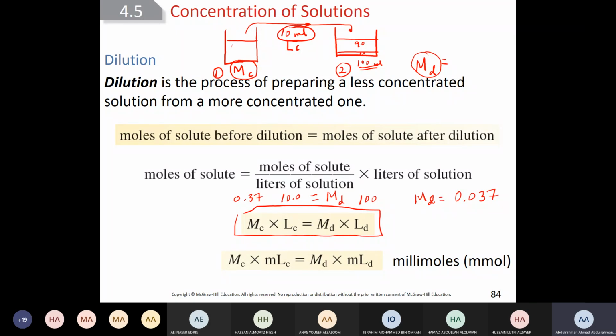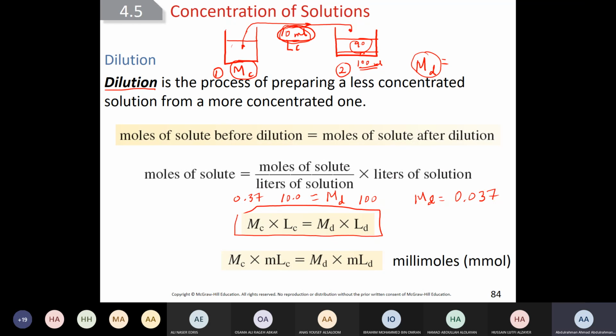So, doctor, the 90 is another solution that doesn't contain the solute, right? It contains part of the solute, because we took 10 milliliters of the solute from this one. We did not take the whole thing, only 10 milliliters. Okay, and added 90 to make it more diluted. That's why we call it MD and LD. MC and LC equal MD times LD.